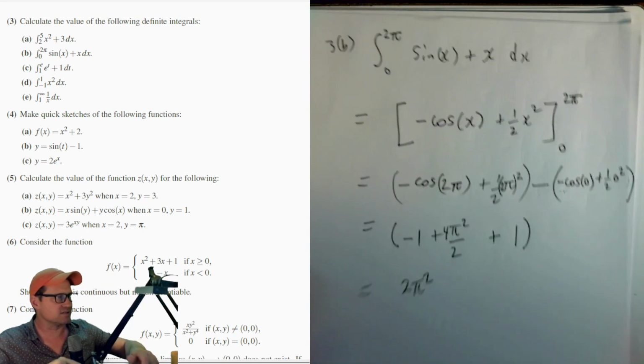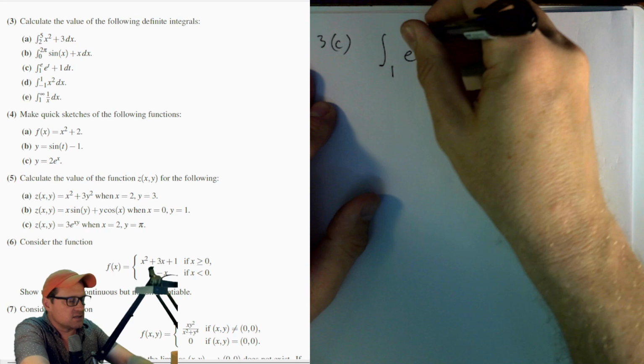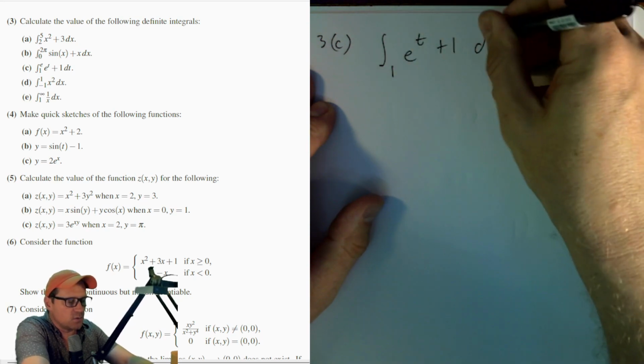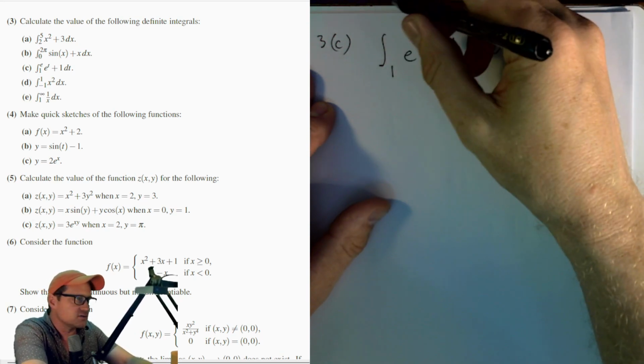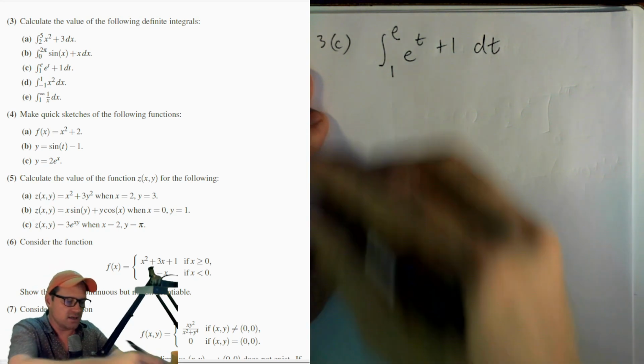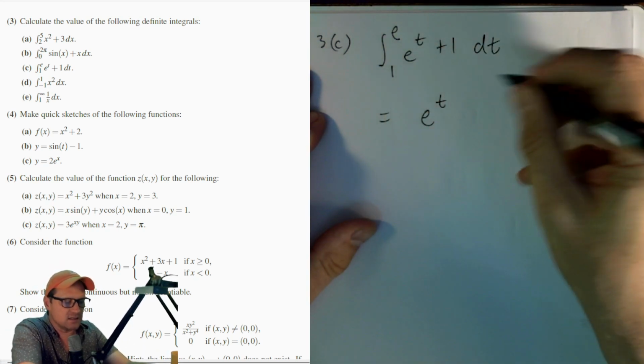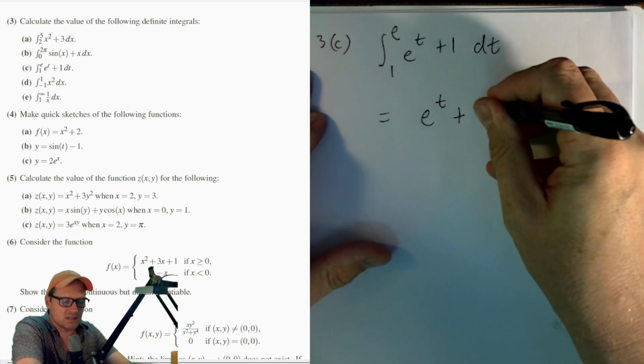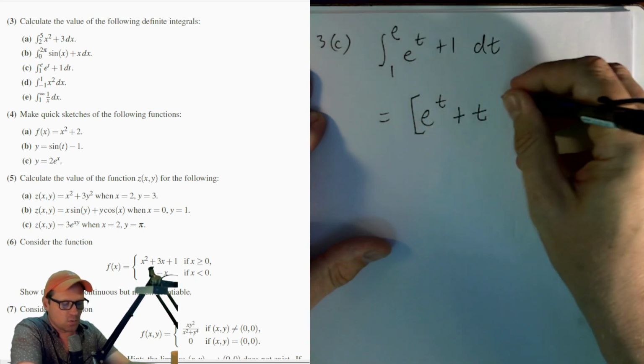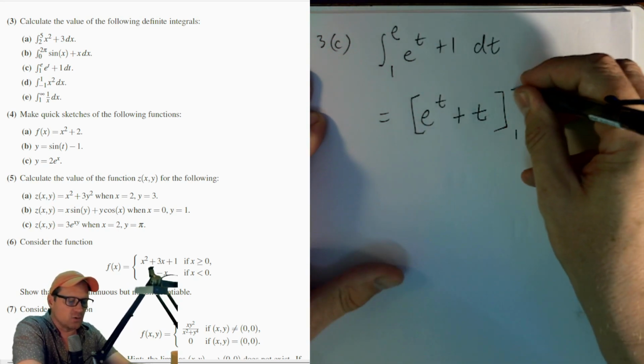Question 3, part C. Integrating e to the power of t plus 1 with respect to t from 1 to e. Okay, so the integral of e to the t with respect to t is e to the t. The integral of 1 with respect to t is t. Put square brackets around this. Repeat the 1 and the e.